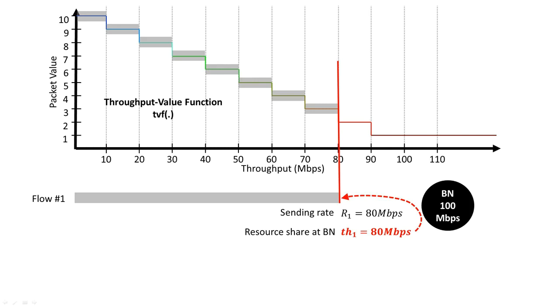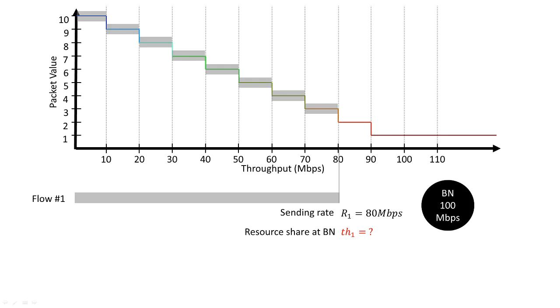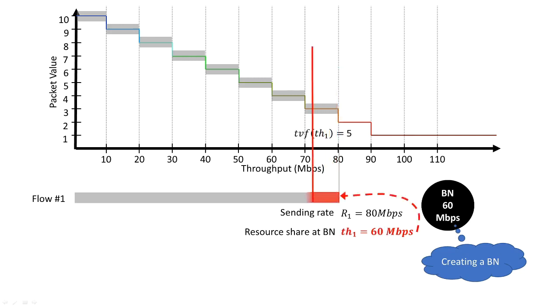The bottleneck capacity is 100 megabit per sec, so there is no bottleneck in this setup, and thus 80 megabit per sec throughput is assigned to flow number 1. Let's see what happens if we change the bottleneck capacity to 60 megabit per second, which is less than the sending rate of flow number 1. Obviously, the throughput of flow number 1 should be the bottleneck capacity, that's 60 megabit per sec. To reach this, the bottleneck router needs to drop some packets.